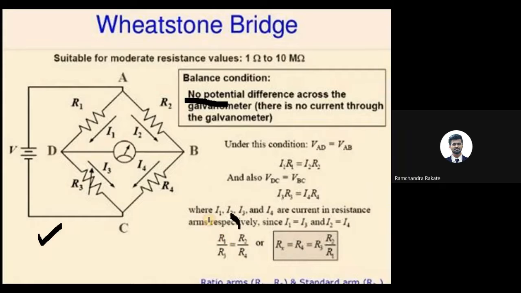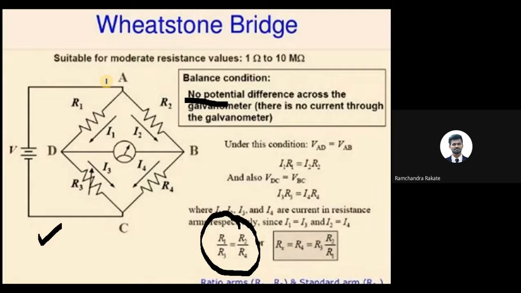At the end we obtain one equation: R1 by R3 is equal to R2 by R4, or R1 into R4 is equal to R2 into R3. This is the balance equation for the Wheatstone bridge. It is used for filtering purposes, and in linear and non-linear applications. Bridges are classified as DC bridges, like Wheatstone, Kelvin and Megohm bridge, and AC bridges for inductance, capacitance, and frequency.